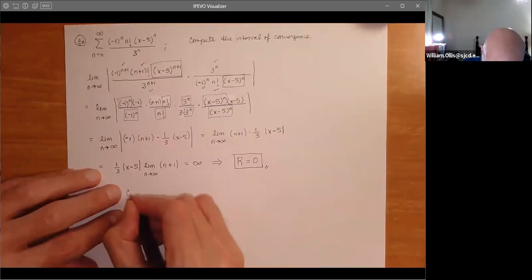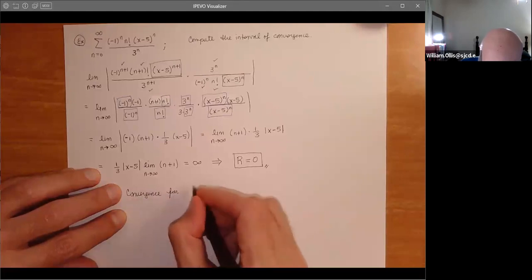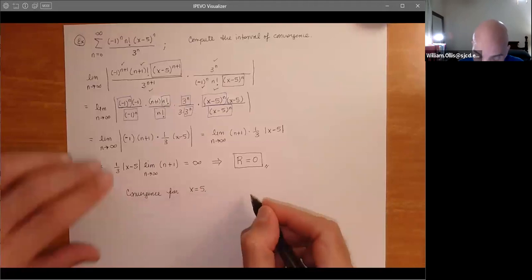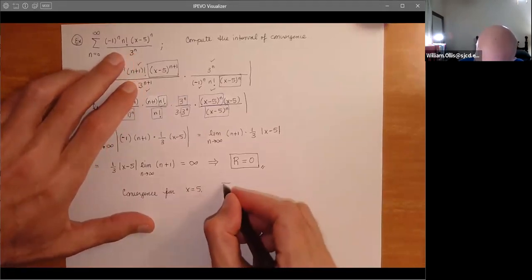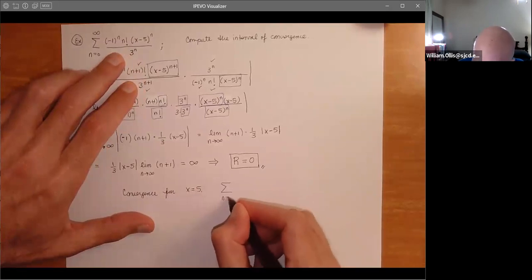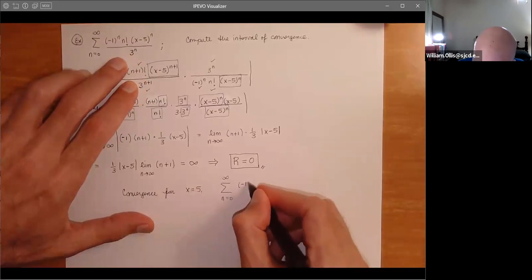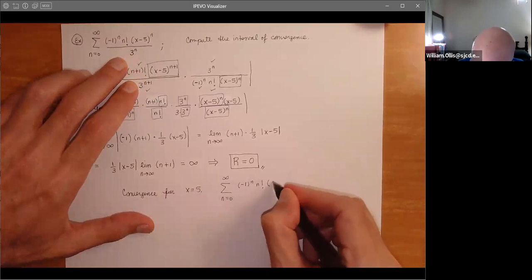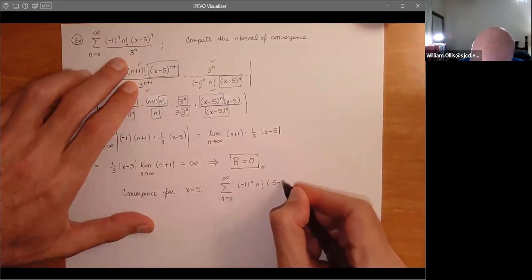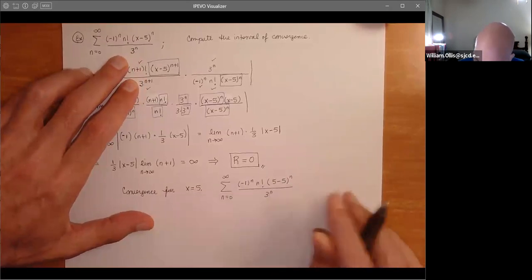So we'll just say convergence for the singleton, x equals 5. Not very interesting. So now this is what I was talking about before. If we do that, we have n equals 0 to infinity. So we have -1 to the n factorial. And so we just basically have 5 minus 5 to the n over 3 to the n. And this is what I was talking about.